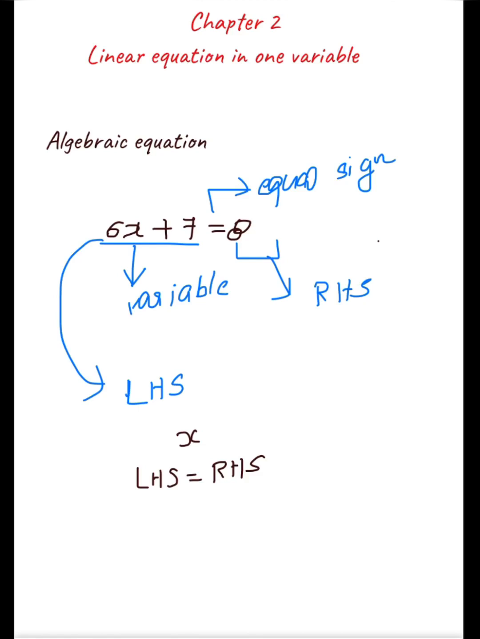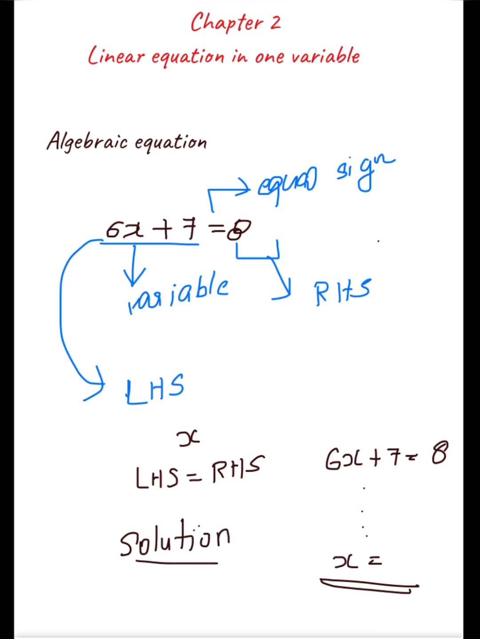Okay, and that particular value of x is called the solution of the equation. Okay, that is if you are solving this 6x plus 7 equals 8, then at last you will get one value for x. Okay, that value for x is called the solution of this equation. Understand? Only for that value of x, the equation's LHS will be equal to RHS. Okay, only for that particular value LHS will be equal to RHS, and that particular value of x is called the solution of this equation.